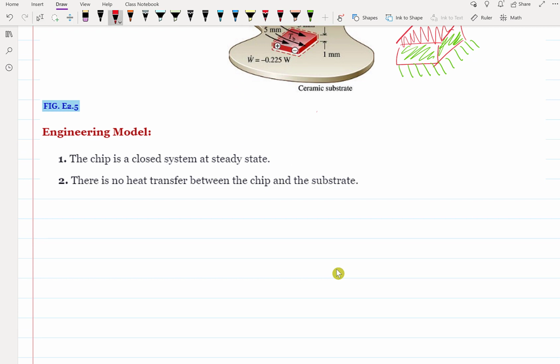And since the power is given, we are going to use the power rate form of energy balance. So the energy balance can be written dE over dt equals Q dot minus W dot. Since it's at steady state, there is no change in properties with respect to time, so there is no energy change. So Q dot minus W dot is 0.